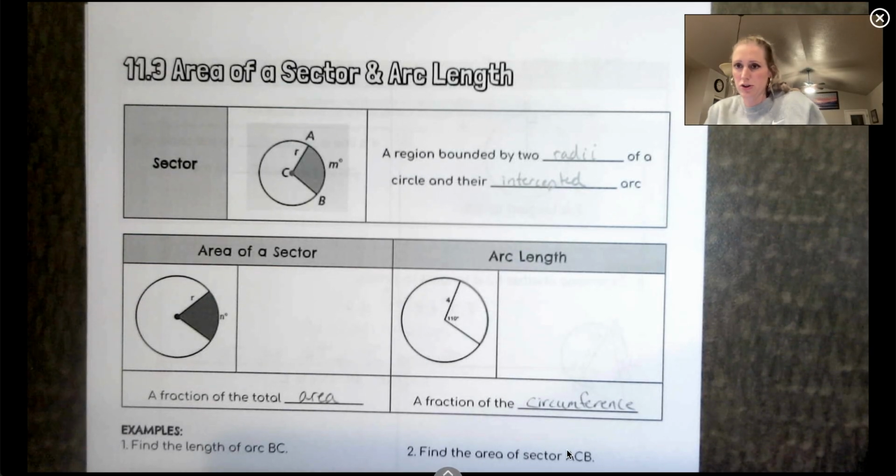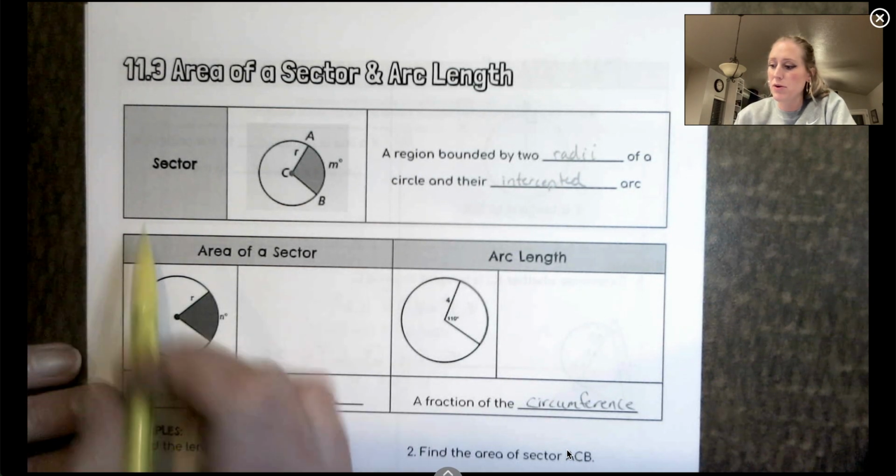In this video, we're going to look at 11.3. We're going to be finding what's called the area of a sector as well as the arc length. These are two measurements within a circle. Sector, first of all, let's define what is a sector.